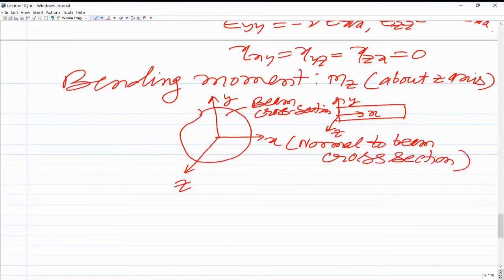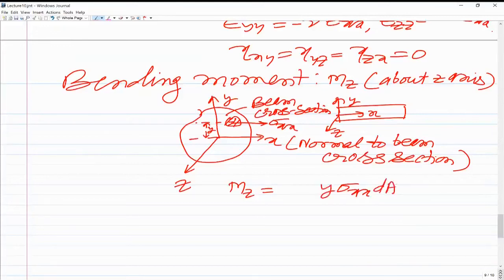So now if you look at any small area dA, let us say this area dA. In this area, as we know, there is a stress sigma xx, and the centroid of this small area is, let us say, at a distance y. Then the bending moment, Mz, is what? The force is sigma xx into dA, and the moment is this force multiplied by y.